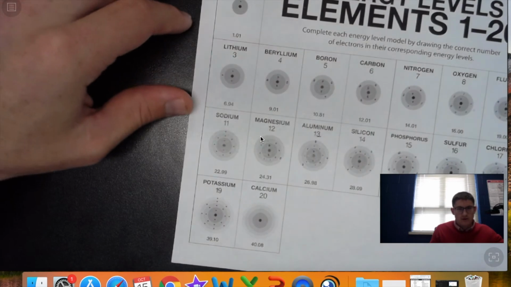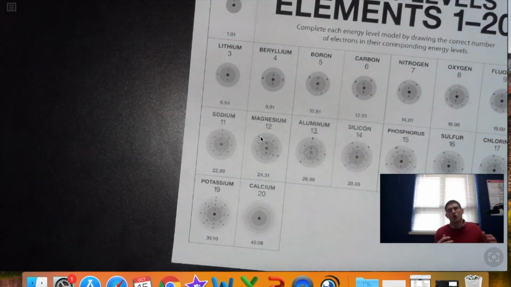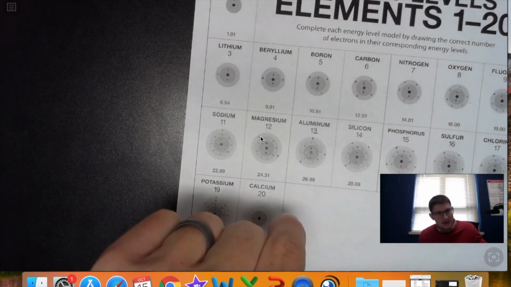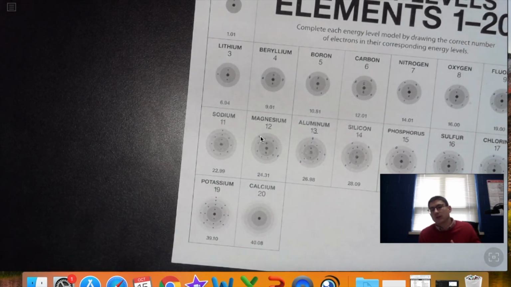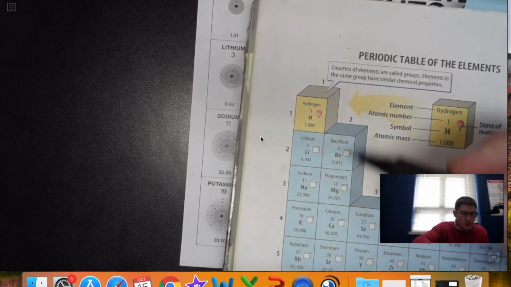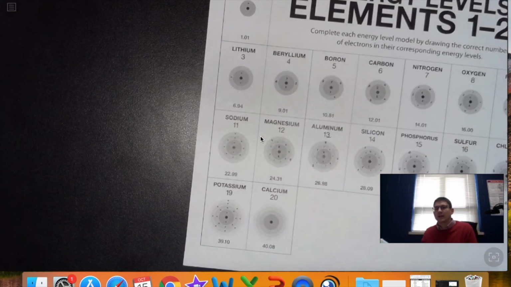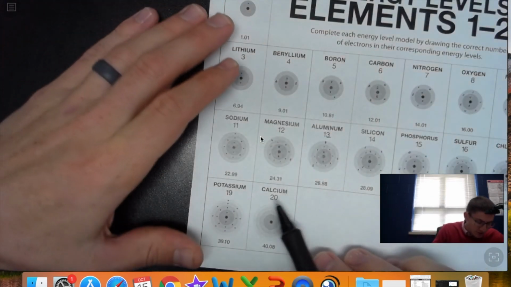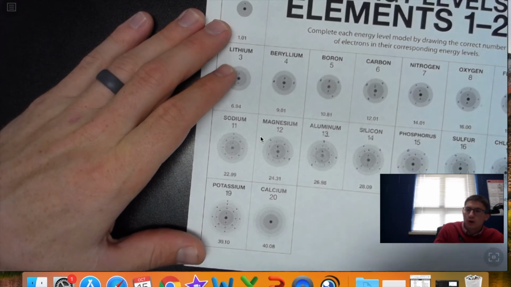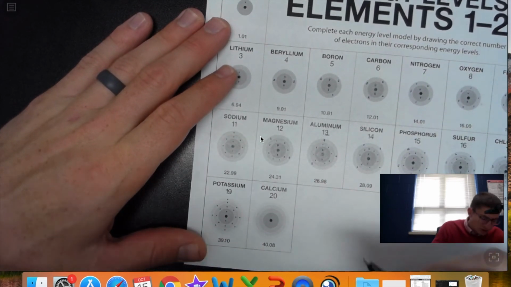The last one that we have here is calcium. Calcium has a total of 20. I can think 20 and then add them up, 2 in the first, 8 in the next, 10 in the third energy level. Or I can think and look at my periodic table. Calcium finds itself in group 2, which is going to indicate that it has 2 electrons in its outermost energy level. So we have a number of energy levels represented here, and we can put the right number of electrons in that outer level.